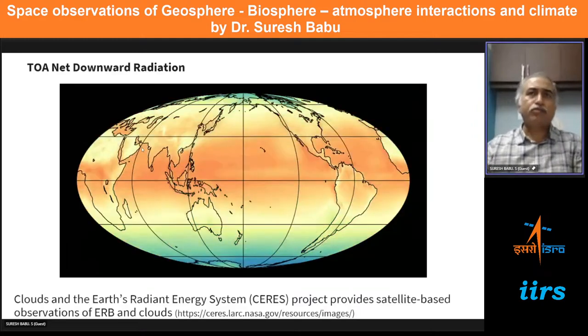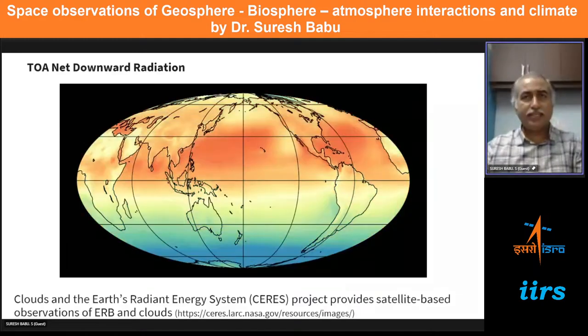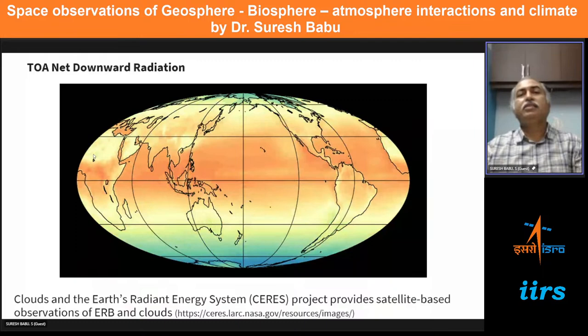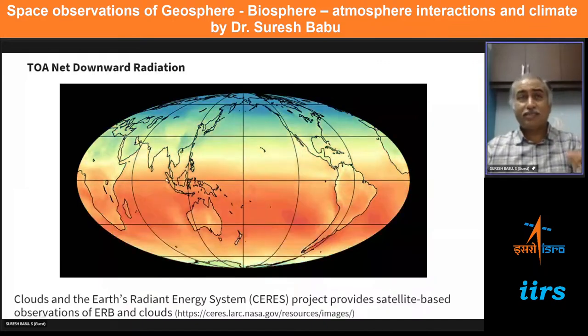So I have mentioned to you the spectral distribution of the solar radiation. This is a picture which I have taken from the NASA website, basically from the Clouds and the Earth's Radiant Energy System project. This is an excellent long-term database which is available for the international scientific community. This is the seasonal variation of the solar radiation at the top of the atmosphere. This is the net downward radiation at the top of the atmosphere.